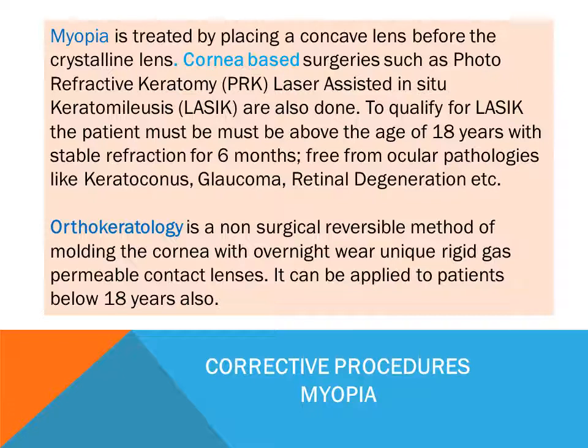Corrective procedures for myopia. Myopia is treated by placing a concave lens before the crystalline lens. Cornea-based surgeries such as photorefractive keratectomy, PRK, and laser-assisted in situ keratomileusis, LASIK, are also done. To qualify for LASIK, the patient must be above 18 years with stable refraction for 6 months, free from ocular pathologies like keratoconus, glaucoma, retinal degeneration, etc.